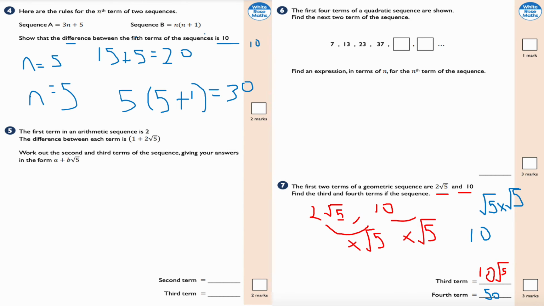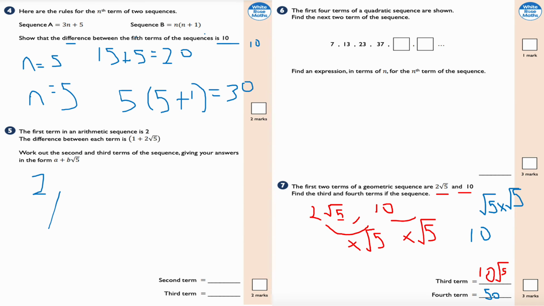This is question number 5, guys. The first term of an arithmetic sequence is 2. The difference between each term actually is 1 plus 2 root 5. Work out the second and third term of the sequence, giving an answer in the form A plus B root 5.